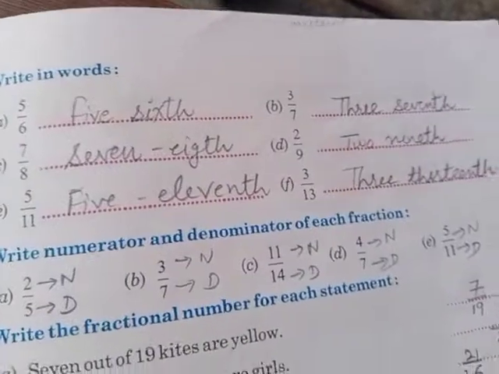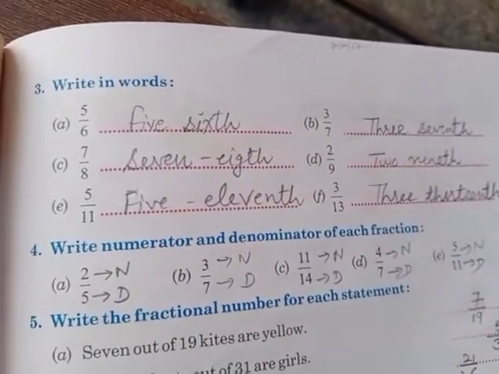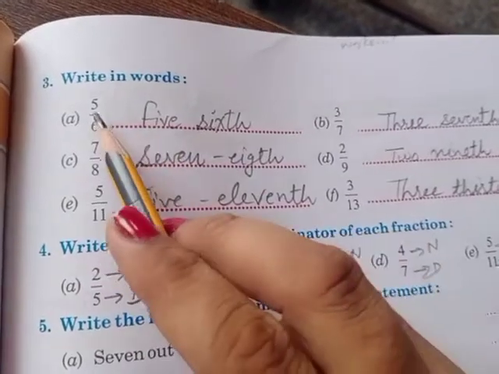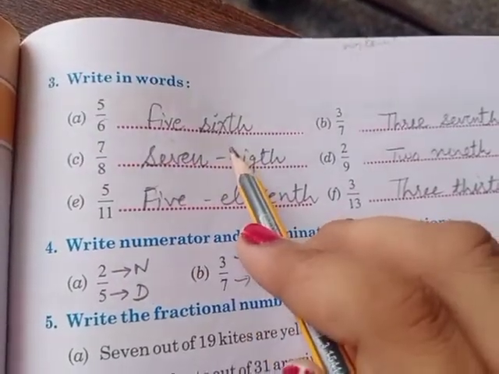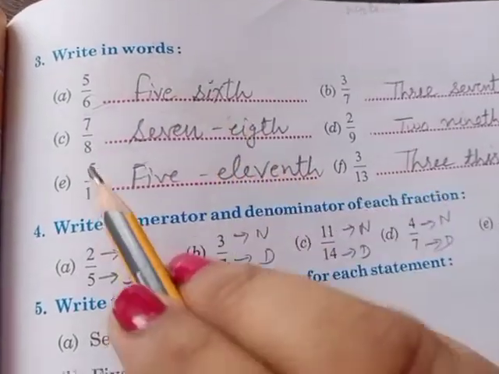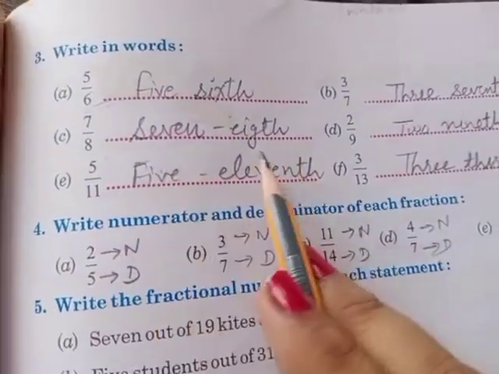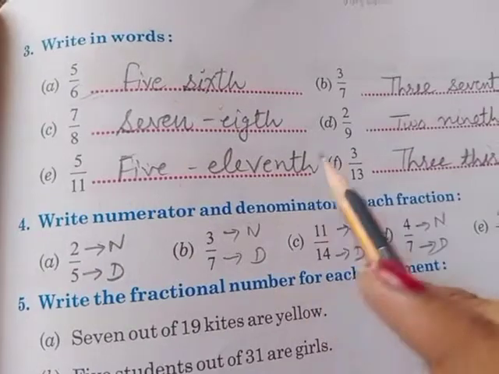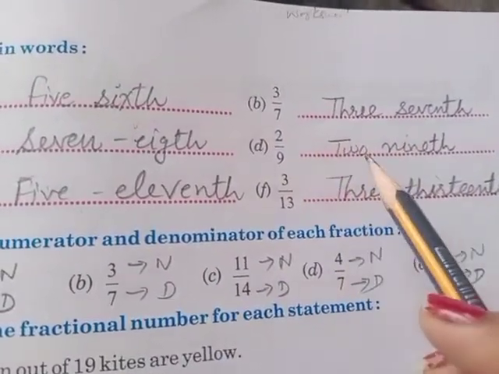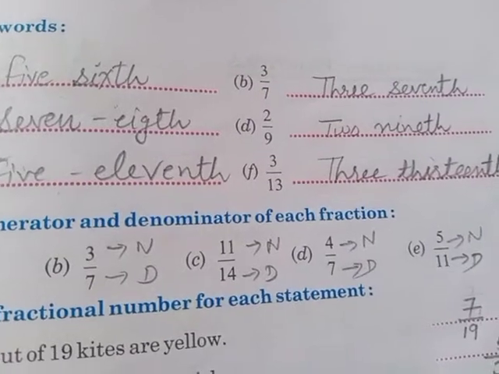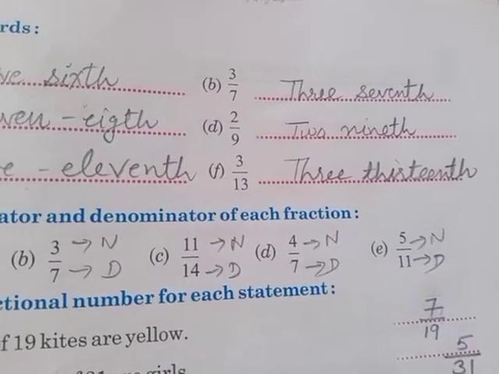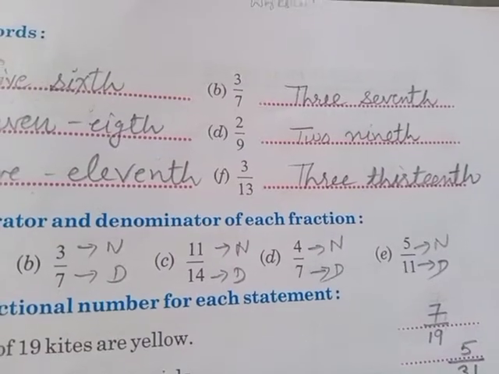Next is write in words. How can we write the fractional number in words? 5 over 6, you will write the numerator as it is, and "th" with the denominator number, that is 5 6th. 7 over 8, 7 8th. 5 over 11, 5 11th. 3 over 7 is 3 7th. 2 over 9 is 2 9th. 3 over 13 is 3 13th. In this way you can write the fractional number as words.